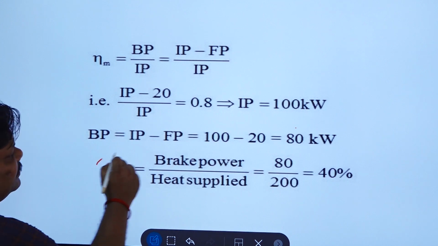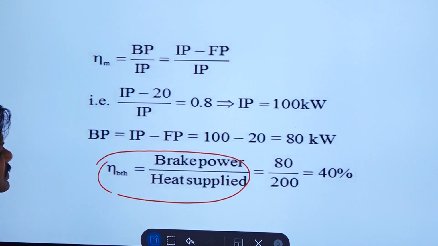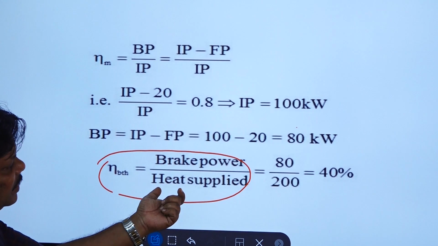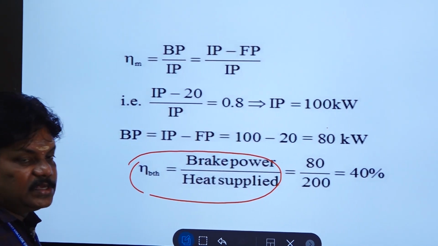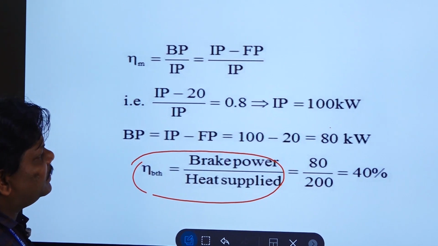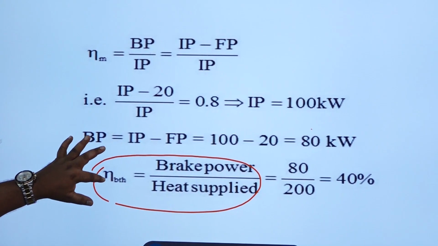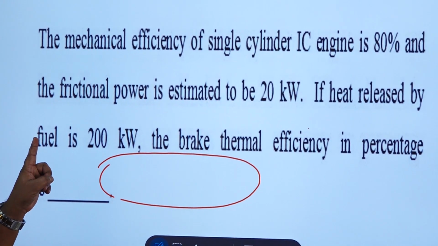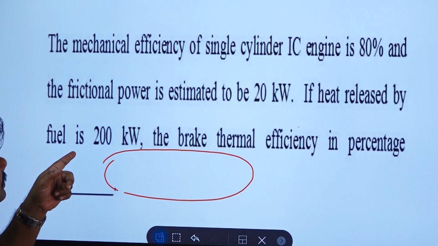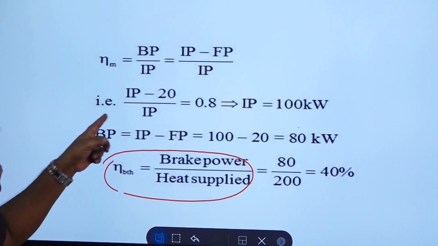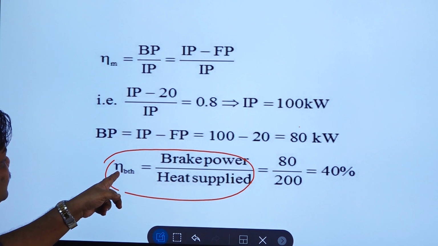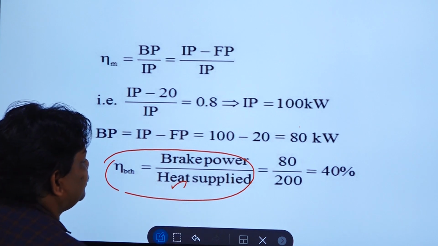So the formula for brake thermal efficiency is the brake power by the heat supplied. So that is mf into Cv. Here it is given as 200 kilowatt, right? So you have to go for the given data. So mechanical efficiency is given there, then frictional power is given there. So if you know the value of brake power, you can easily find the value of this brake thermal efficiency, because the amount of heat supplied is given to you.